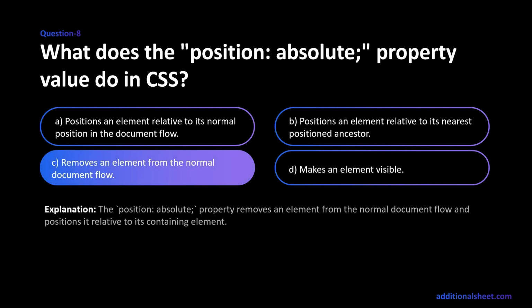Correct answer is option C. The position absolute property removes an element from the normal document flow and positions it relative to its containing element.